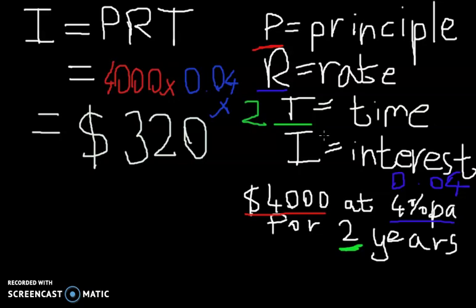So, new things to remember: you can rearrange the formula if you know a bit of linear algebra. This is a basic concept. You can get P by itself by dividing I by RT, you can also get R by itself by dividing I by PT, and then you can get T by itself by dividing I by PR. If you understand that, you're pretty much set for anything to do with simple interest. And always remember guys, R is as a decimal.